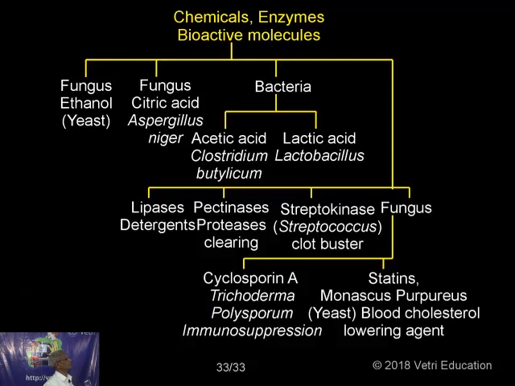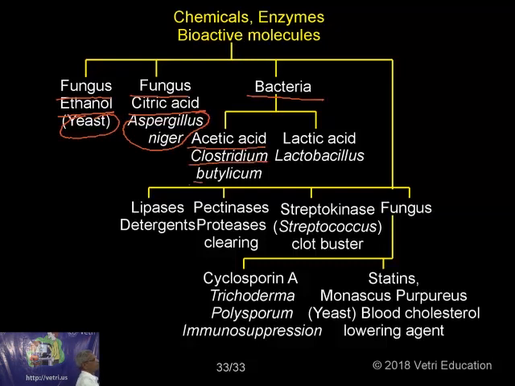See, the chemicals and the enzymes. Under the category of fungus, sometimes bacteria also. Ethanol is manufactured with the help of the yeast. Citric acid by Aspergillus niger. Then bacterial action: acetic acid is produced by Clostridium butyricum. Lactic acid is manufactured by Lactobacillus.